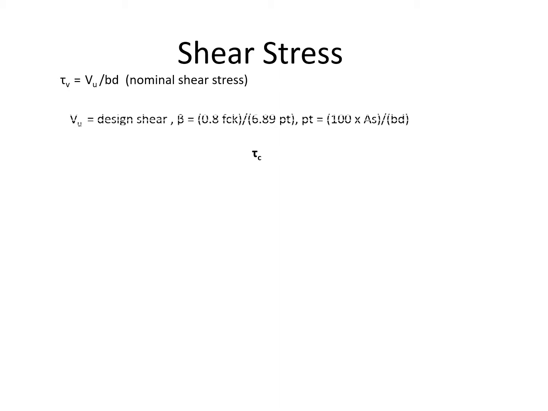Now, code gives this formula for tau c. What is tau c? Shear stress that can be taken by concrete. It is given by this formula, where tau c depends on beta, and beta in turn depends on pt, the percentage of steel. Now, this is shear stress that can be taken by concrete.